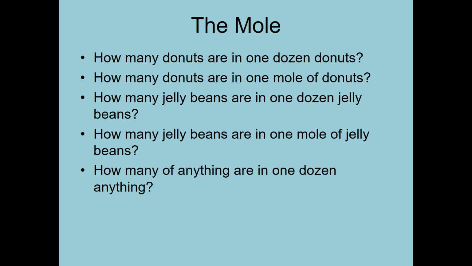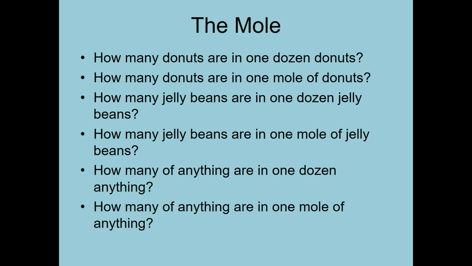So how many of anything are in 1 dozen anything? 12. A dozen always means 12. Similarly, how many of anything are in 1 mole of anything? 6.02 times 10 to the 23rd, because a mole is 6.02 times 10 to the 23rd, no matter what we are talking about.